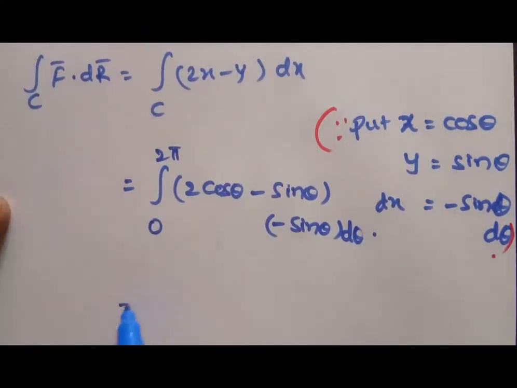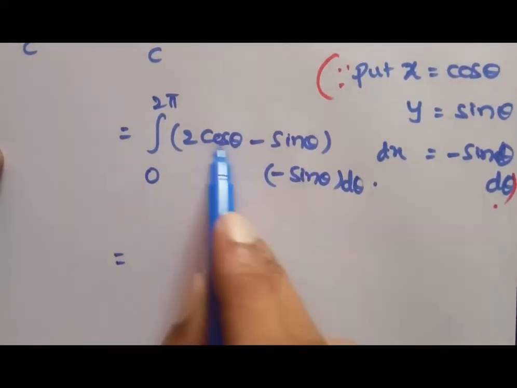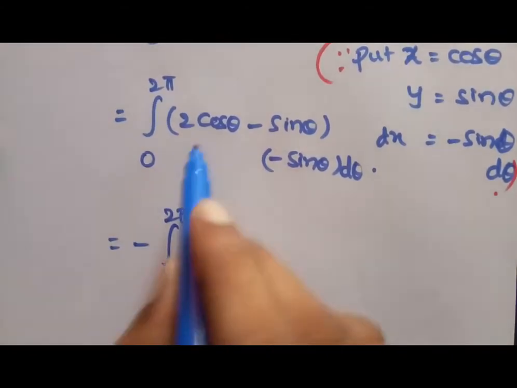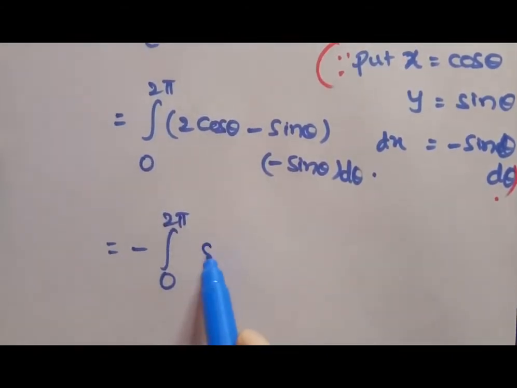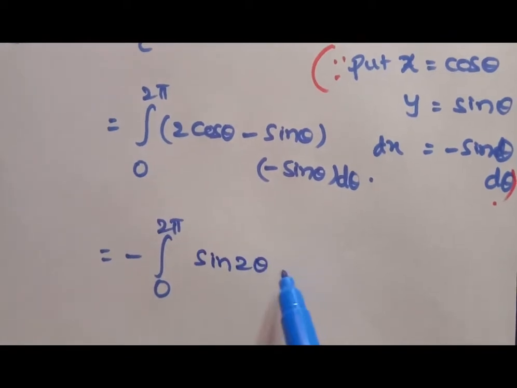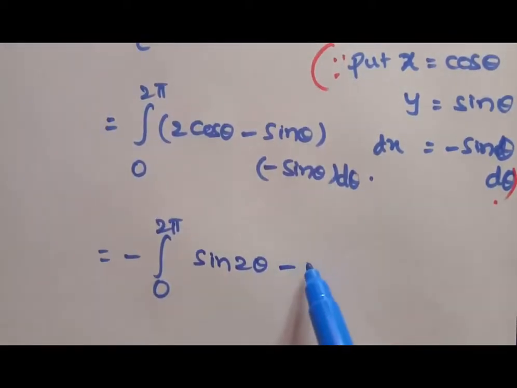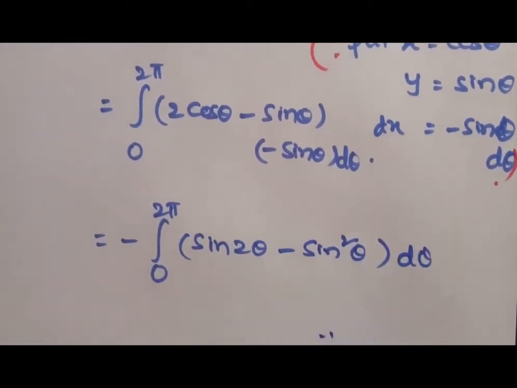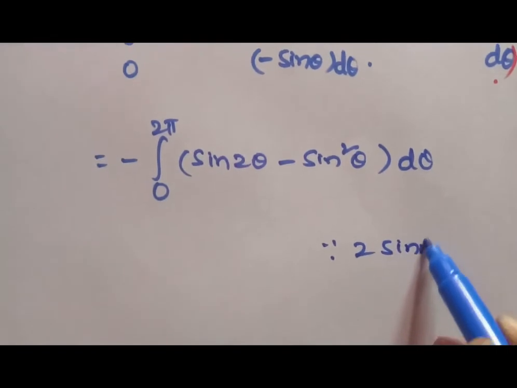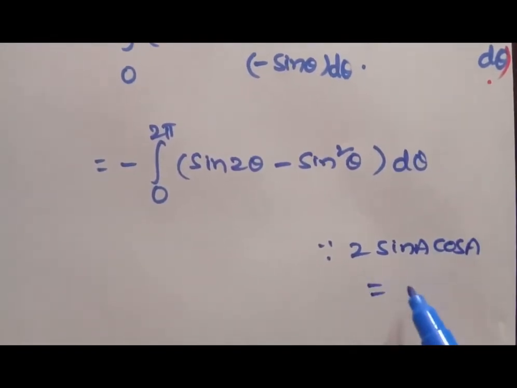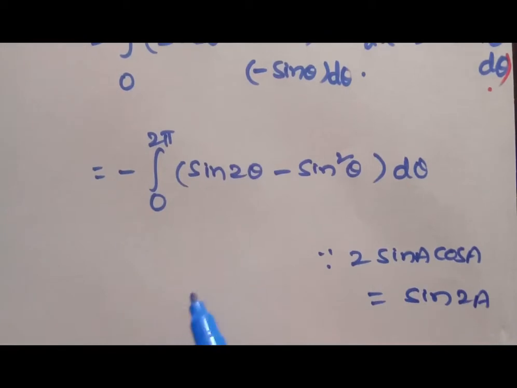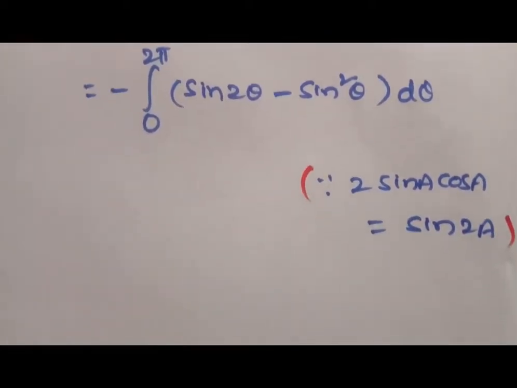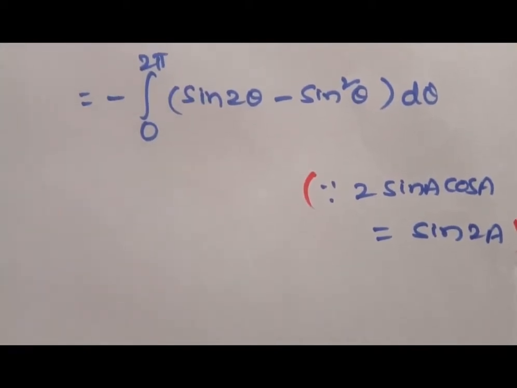Now multiply. This is equal to the integral from 0 to 2 pi of 2 sin theta cos theta, which is sin 2 theta, minus sin square theta d theta, since 2 sin A cos A is equal to sin 2A. This is the formula from trigonometry. In our intermediate we already learned this formula.